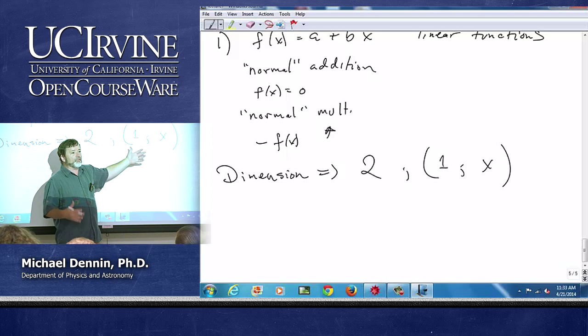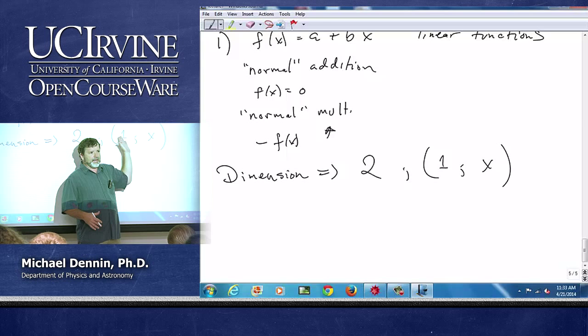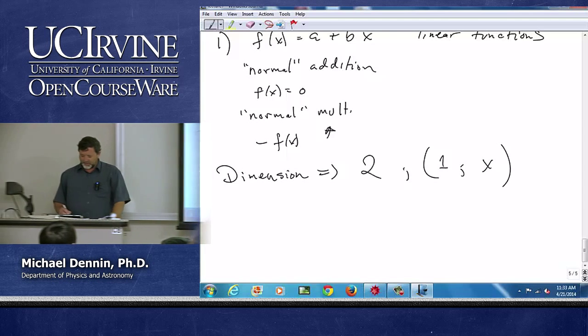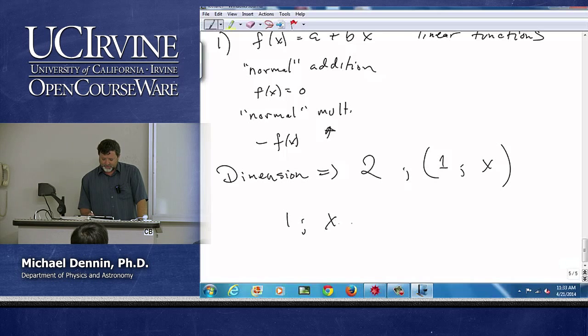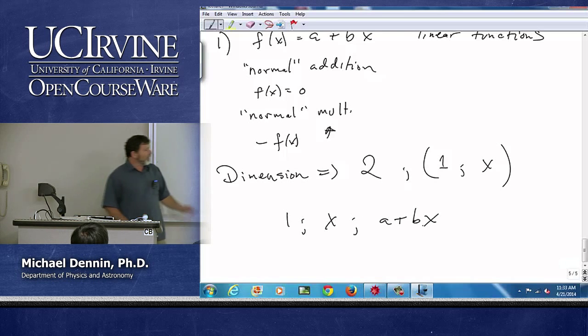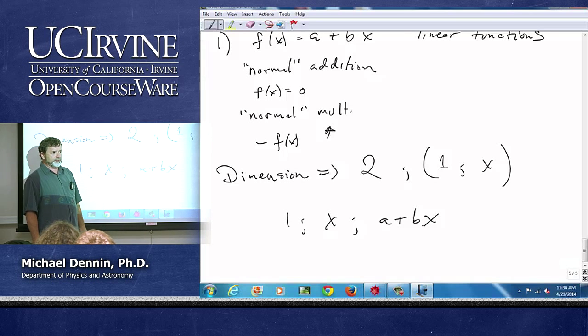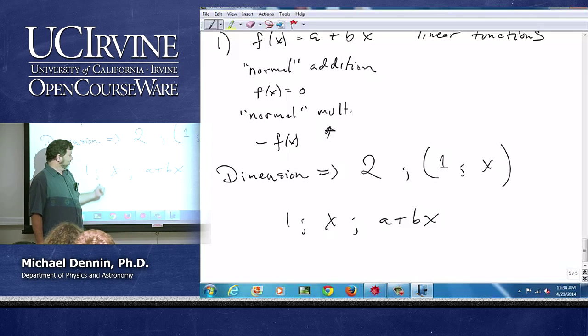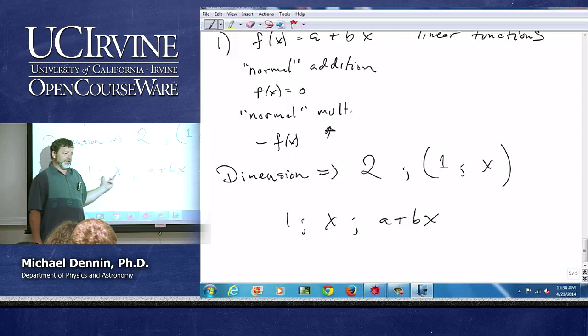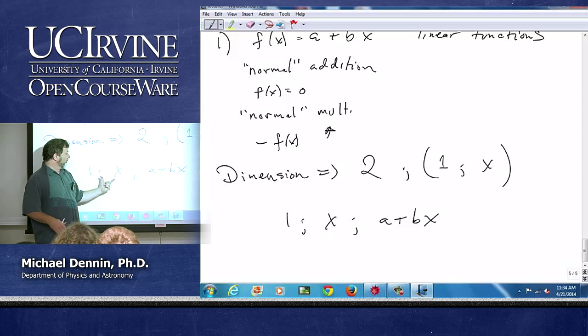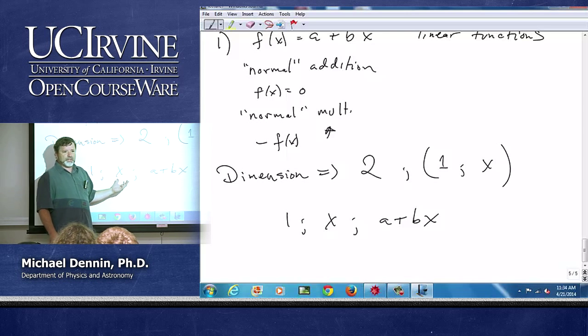Now, can I take any other combination of 1 and x, and put it over here with 1 and x, and have the same situation, or will I always be able to get 0 now? Right? So if I take the 3 vectors, 1, x, and a plus bx, is there some way that I can add these together so that I get 0 without using zeros as the coefficients? Yes. What do I do? Negative a and negative b, and I'm done. So any vector I add to these two becomes linearly dependent. So this is the maximum number of vectors.